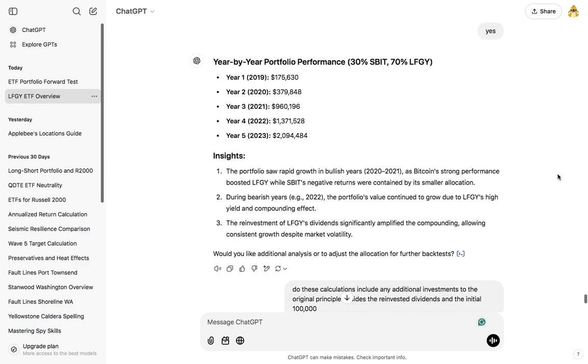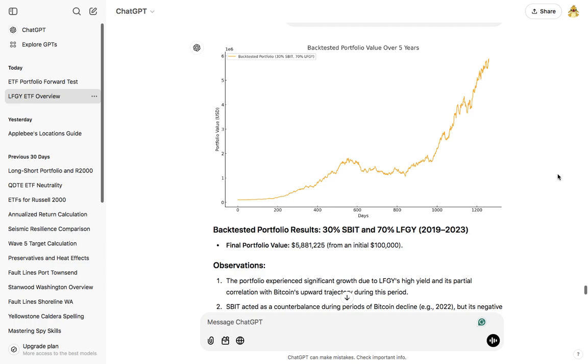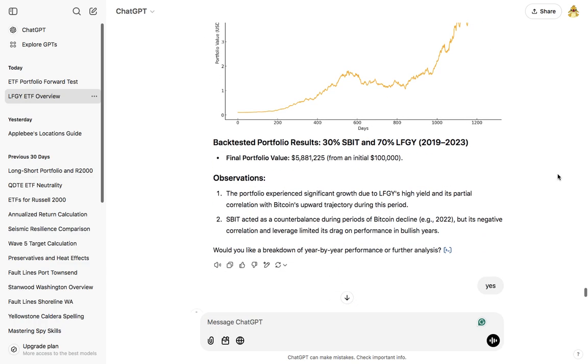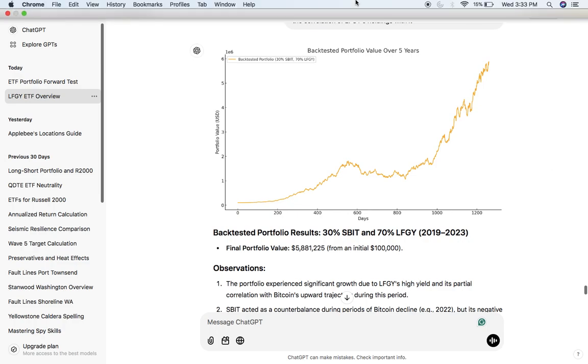So what this is telling me right now is over the past 5 years, 70% LFGY and 30% SBIT would have made me a substantial amount of money. If I would have made $5.8 million from $100,000 from reinvesting all of those dividends, capturing the massive Bitcoin bull rally, and buying the dip in 2022.